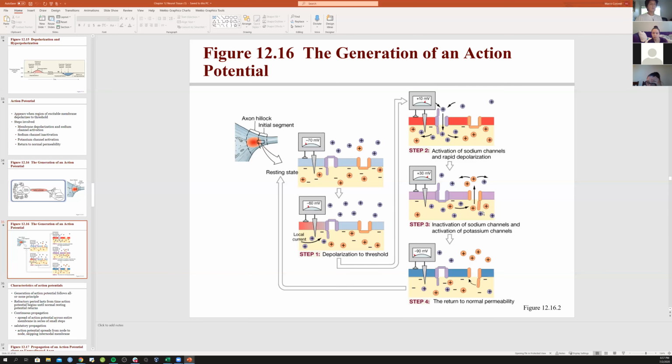Whenever only sodium is moving in, the cell becomes really positive. But then at about positive 30, that's when potassium channels open and this positive leaves the cell until the cell reaches the resting potential of potassium, at about negative 90 millivolts. And then potassium channels will close.